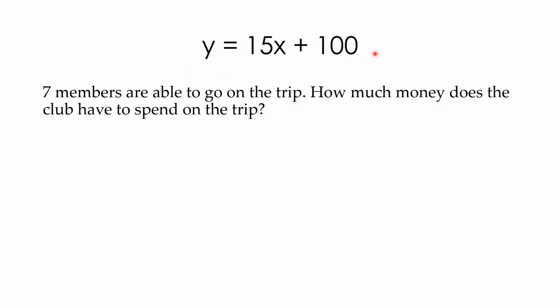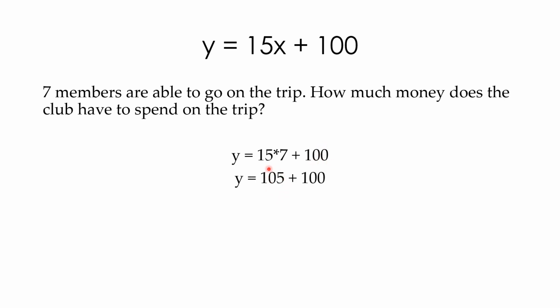So again, what are we going to actually do with this equation? Well, we had 7 members who signed up or who are able to go on the trip. We want to know how much money the club has to spend on this trip. So all we have to do is go back to this equation and do our input-output piece. So I have 7 members, right? We said that the members is the independent variable, or the input that goes into my equation. So I'm going to do 15 times 7, and then I'm also going to add 100, because that was the extra money that they had in their account.